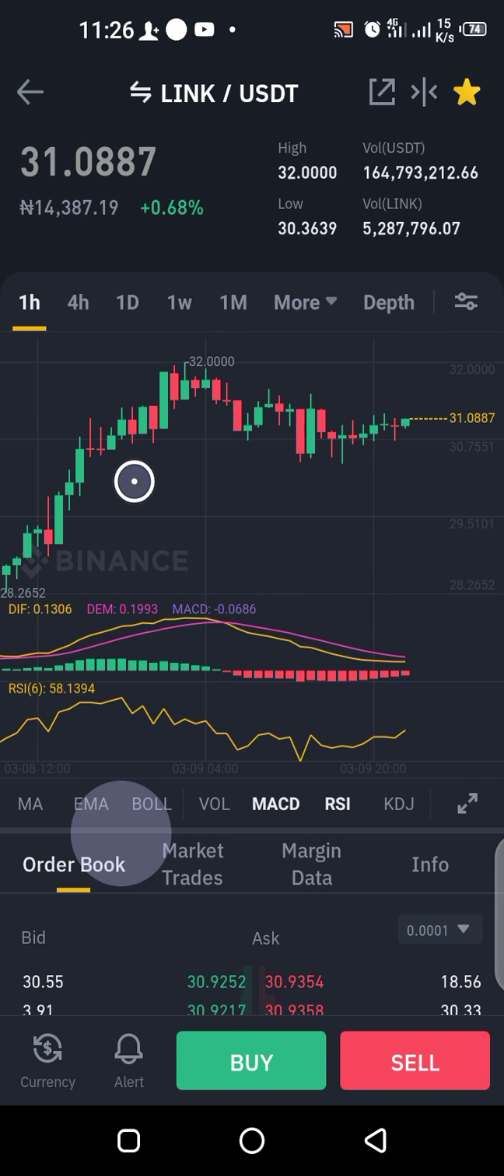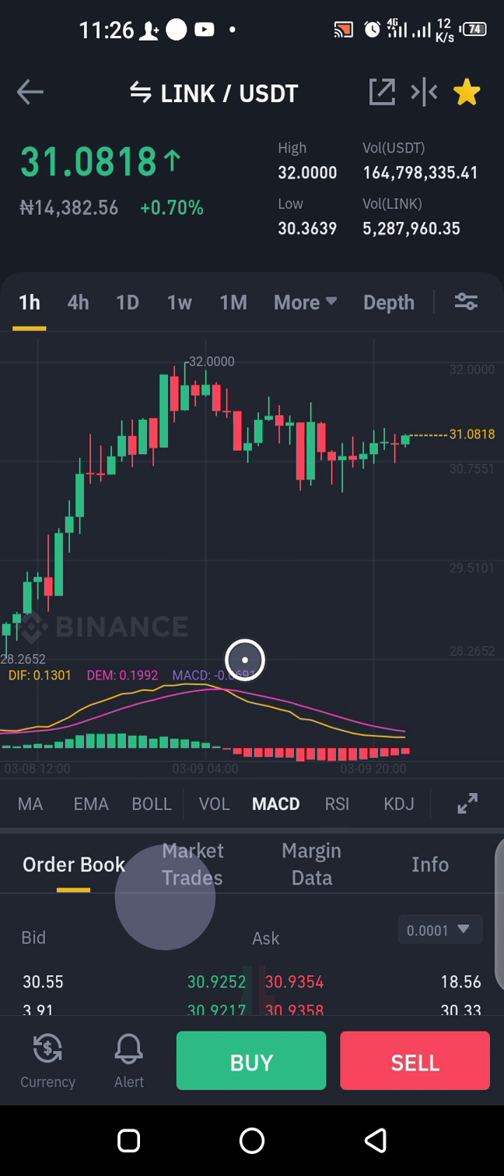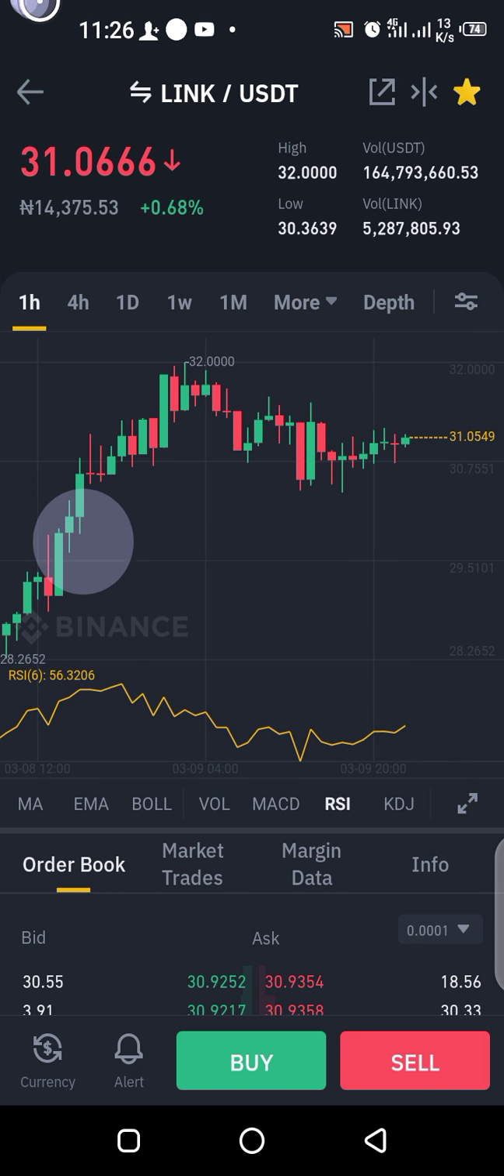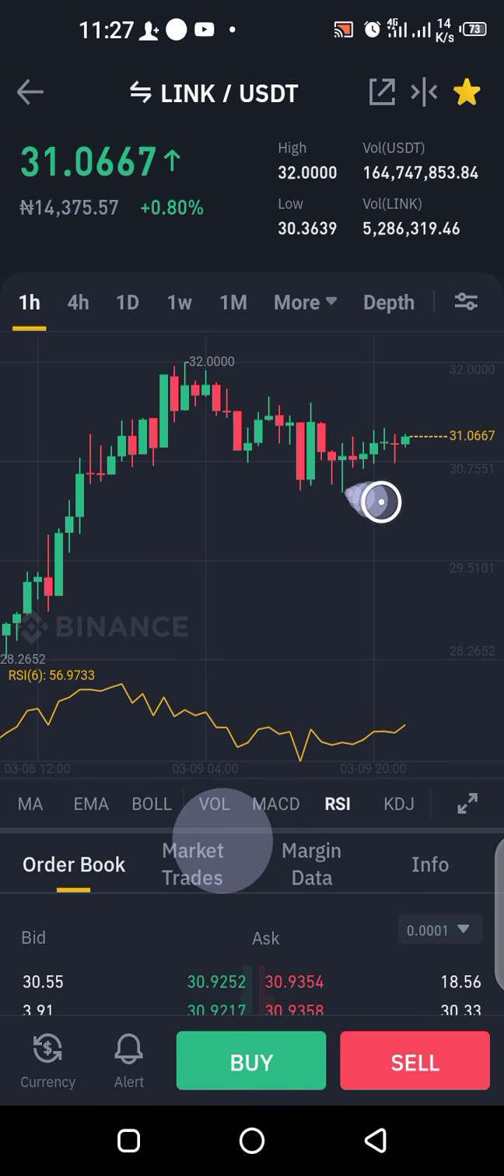Now you can also apply your technical indicators. Presently the RSI is 56, so the trend will still go up. Even if it comes down, it won't pass this level. Even if it comes down, that's the support level. If that level is broken, then the market is going to be bearish.